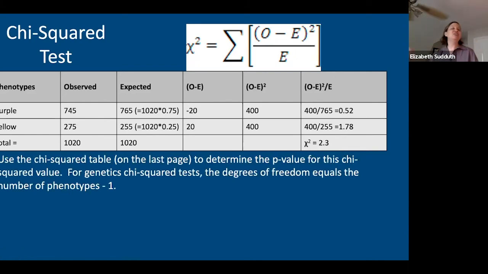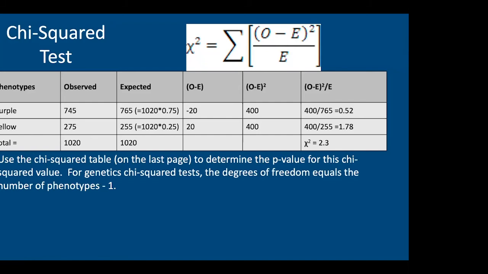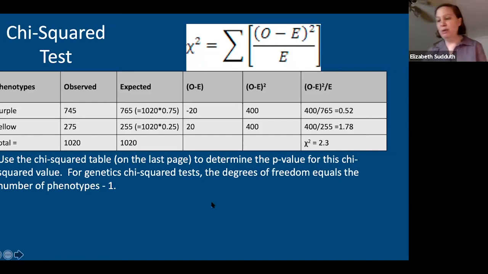Then you're going to go to your chi-squared table, just like you went to your t-table before. The chi-squared table is on the last page of your lab, and you're going to look up your chi-squared value in that table to find the p-value for that chi-squared value. For the chi-squared test that we're doing, the degrees of freedom this time is the number of phenotypes minus 1. So how many phenotypes do we have? 2, purple and yellow, right? So our degrees of freedom will be 2 minus 1. Our degrees of freedom will be 1.